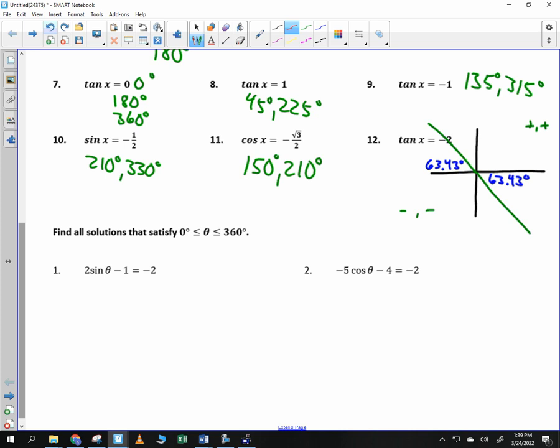Okay, the answer is not 63.43. The answer is this red arc that I've drawn. How can I compute that angle right there? Subtract it from 180. Oh, so I see what you were doing. You were figuring out this one. Okay, so we're just going to subtract it from 180. Let's do that. 180 minus 63.43 is 116.57.